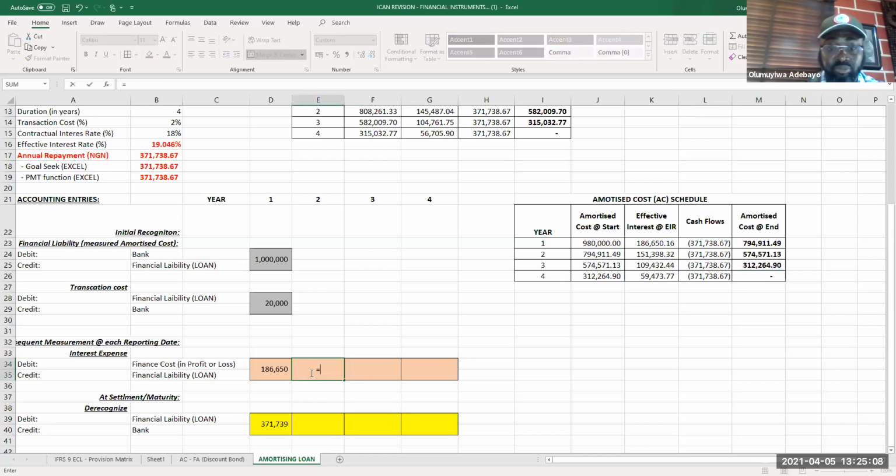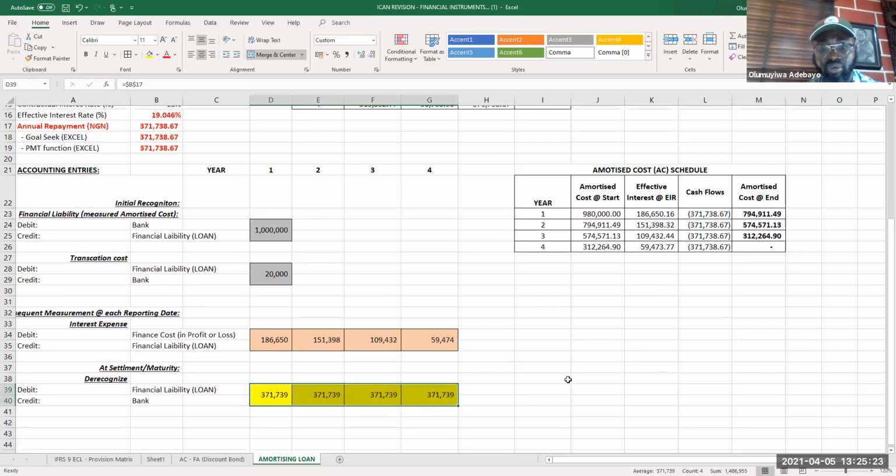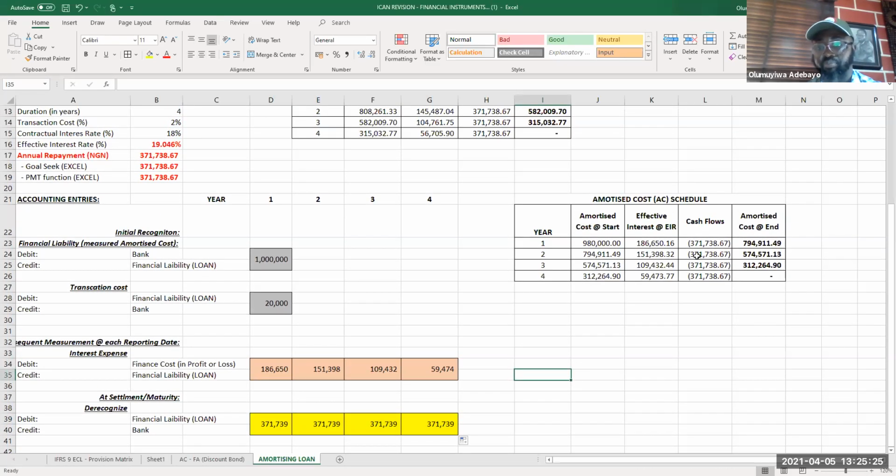And what this presupposes is that this is my interest in year 2. This is my interest in year 3. This is my interest in what? In year 4. While the amount of principal payment, amount of repayment remains what? The same over the years. Now, when you look at it, what have we done? Let us sum this up.